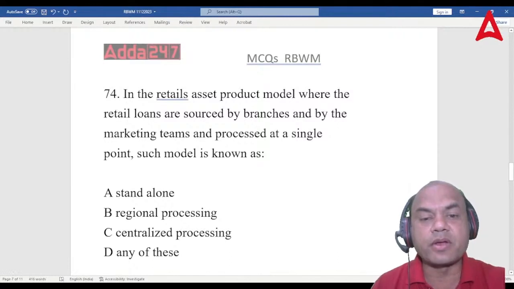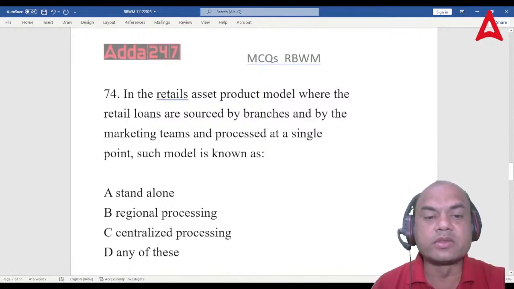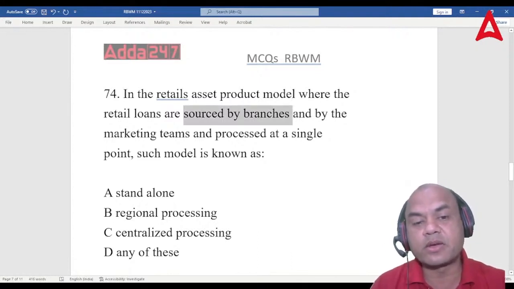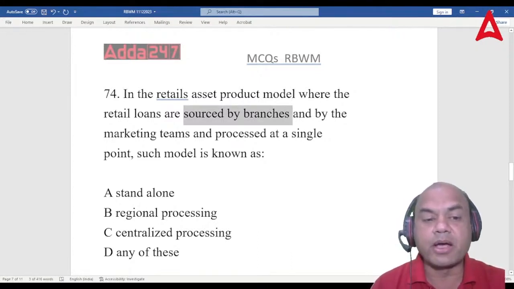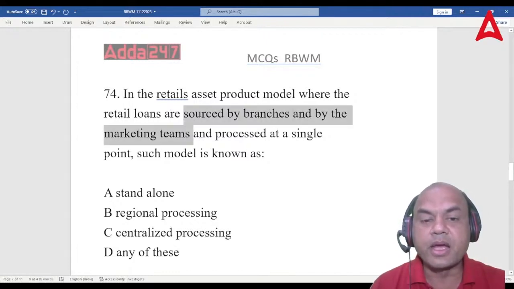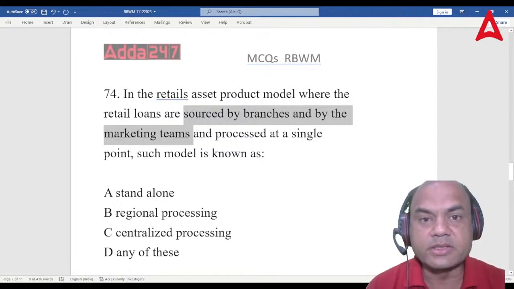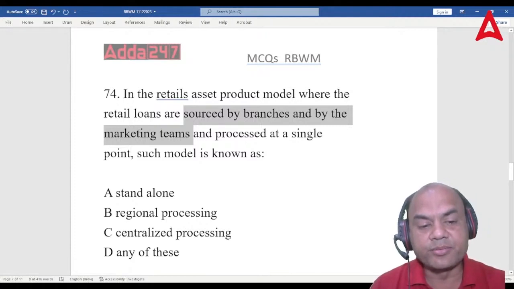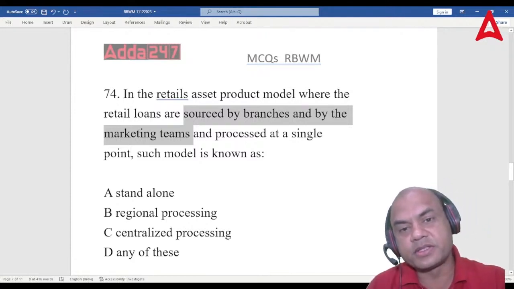In retail asset product model, where the retail loans are sourced by branches and by marketing teams and processed at a single point, is known as. Here, sourced at branches, and by marketing team. So everything is sourced. Here we are talking only of sourcing and processed at a single point. Single point means only one level. Centralized processing it might be, or anything we can call it. So it is called as what? Standalone, regional, centralized, and any of these.